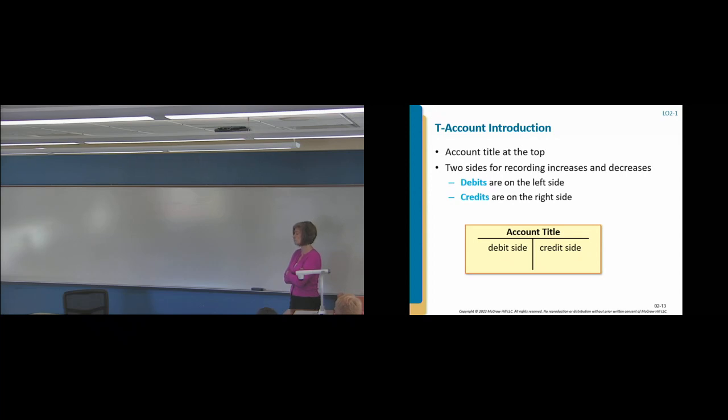Now, the terms debits and credits don't mean the same thing for each account classification. For example, as we discussed, assets increase with the debit and decrease with the credit, but liabilities and equity increase with the credit and decrease with the debit. So those are the rules we're referring to.